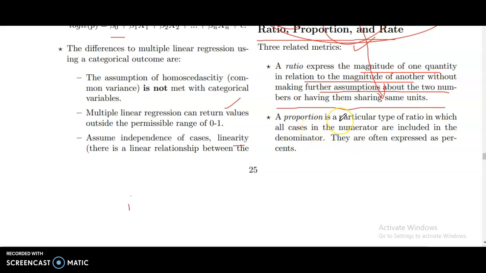A proportion is a particular type of ratio in which all cases in the numerator are included in the denominator. They are often expressed as percents.